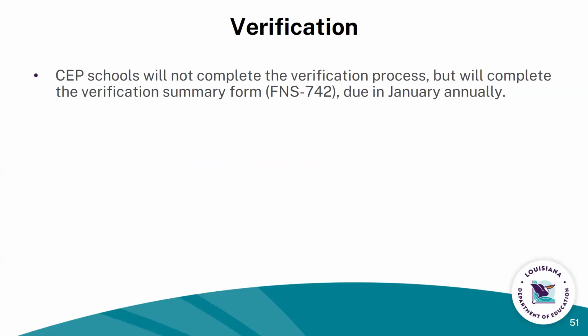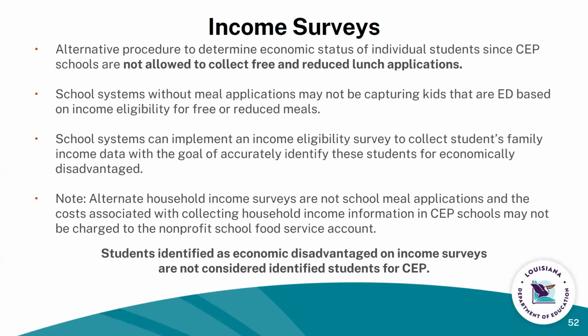Verification. CEP schools will not complete the verification of applications, but will complete the verification summary form due in January annually. Income surveys. Alternative procedures must be used to determine economic status of individual students, since CEP schools are not allowed to collect free and reduced price meal applications.